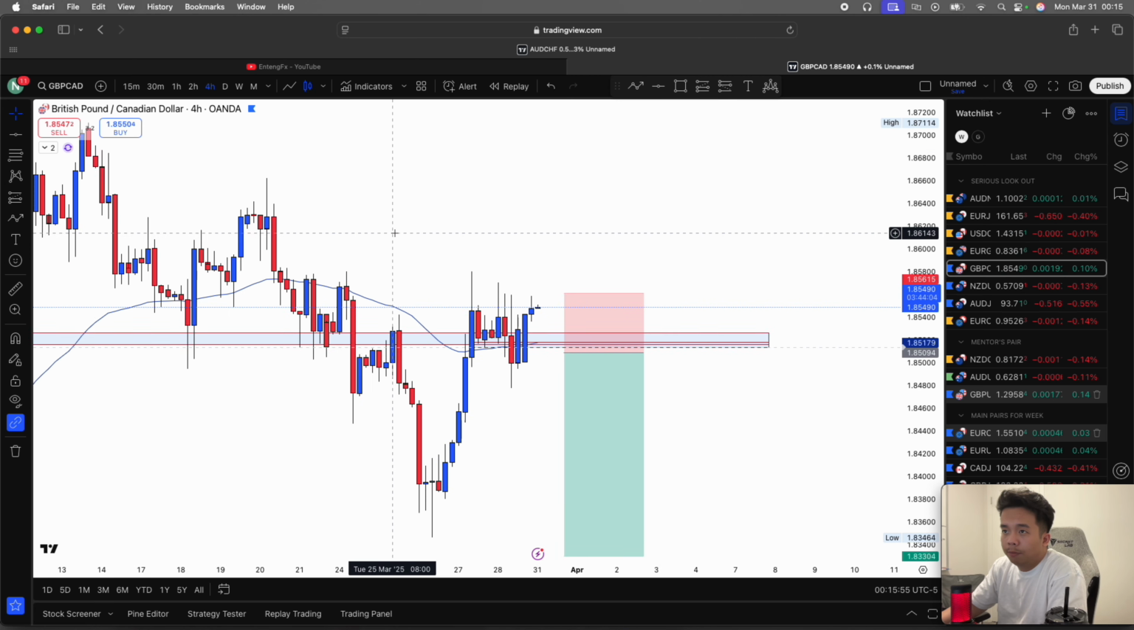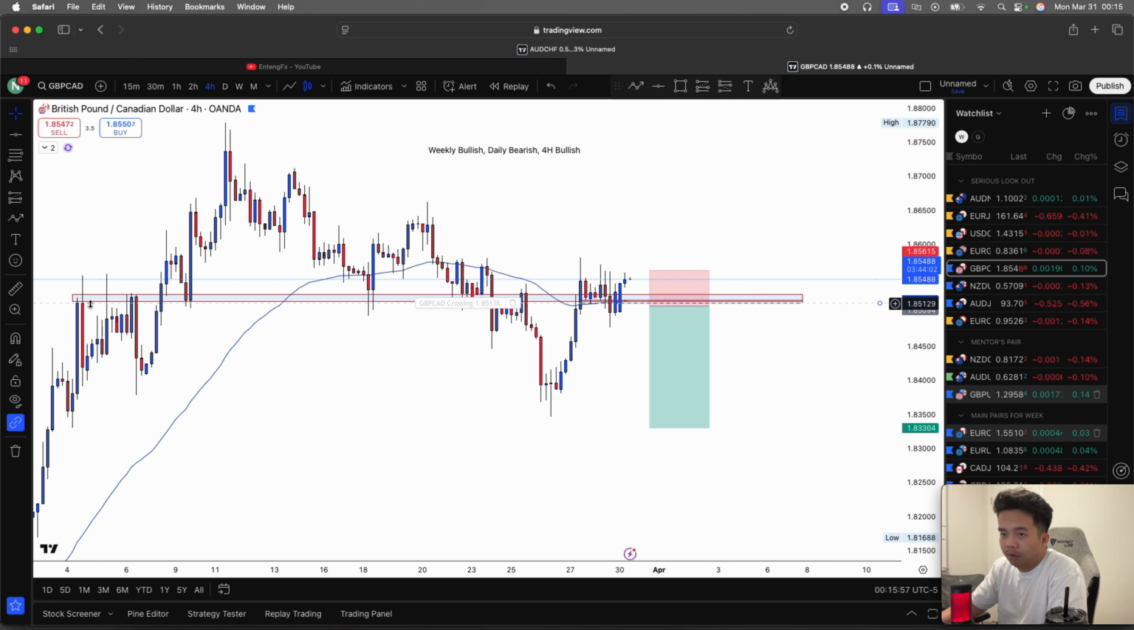So right now on the lower time frame, we have a very strong area of interest. Whenever we're below, we're selling. Above, we're buying. And I'll be looking for the price action to pretty much break below, have a retrace, have a pullback, and go to the downside. That's my plan on this GBP CAD.